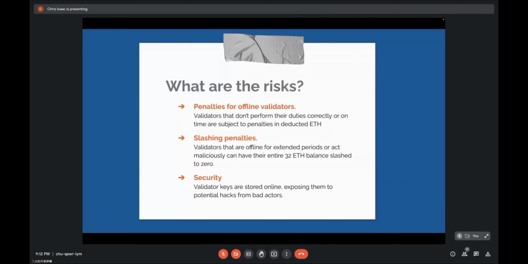So that's a big thing. And then security. With the current way that things are staked, you have to have your validator key online and stored somewhere. A lot of validators use AWS, Amazon Web Services, or some other cloud service, and that key is online and exposed. So, that in and of itself can present some security issues.